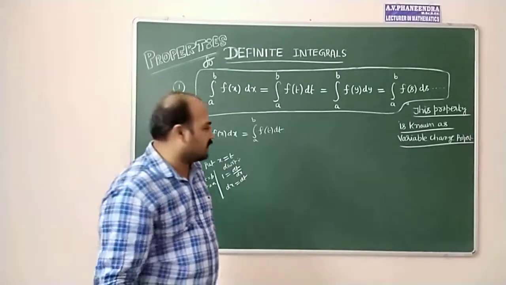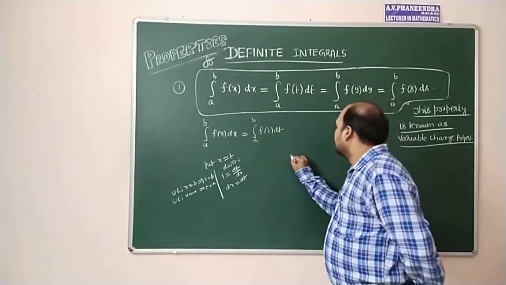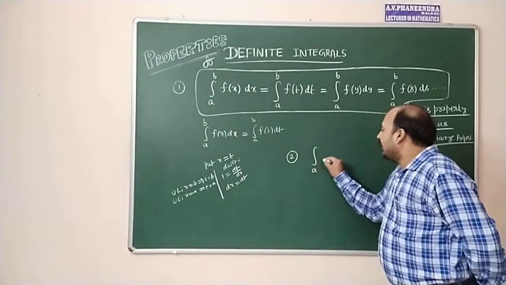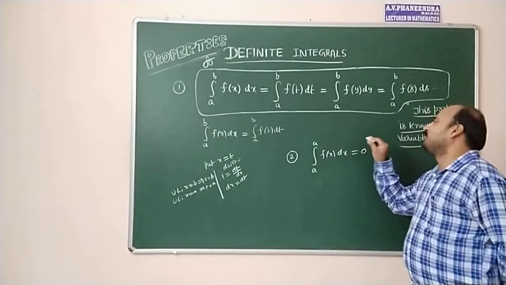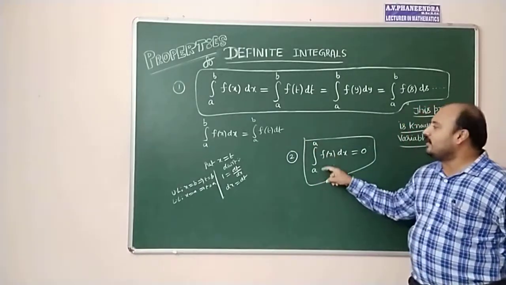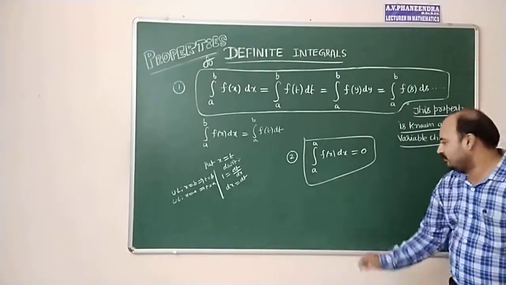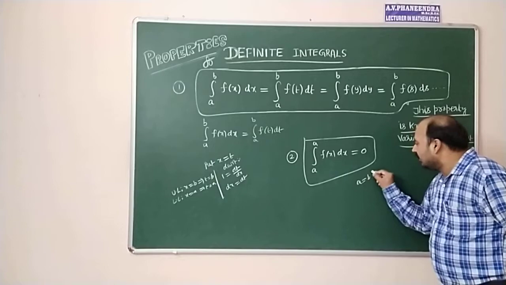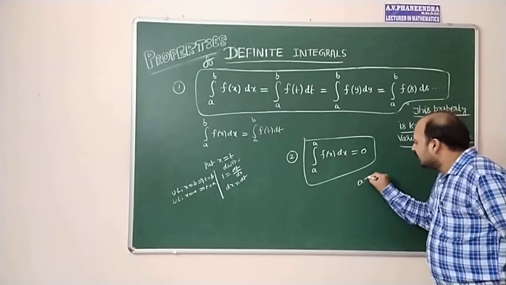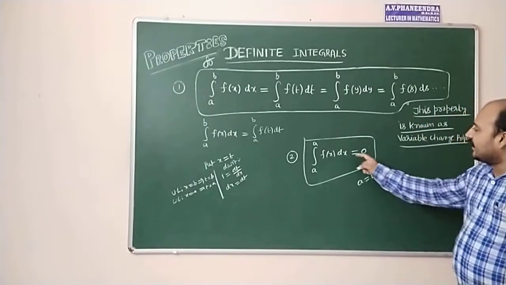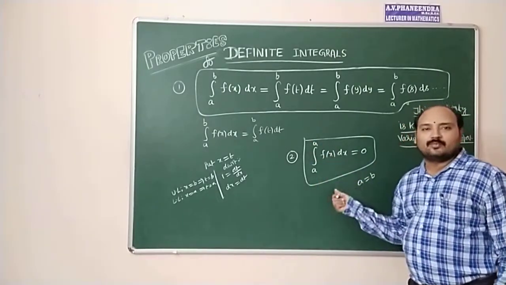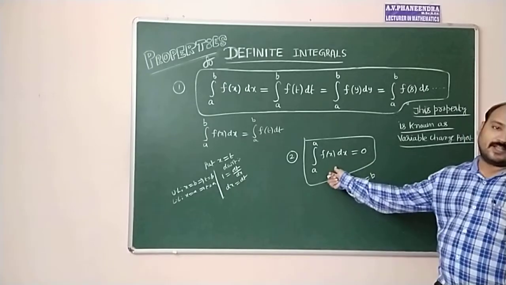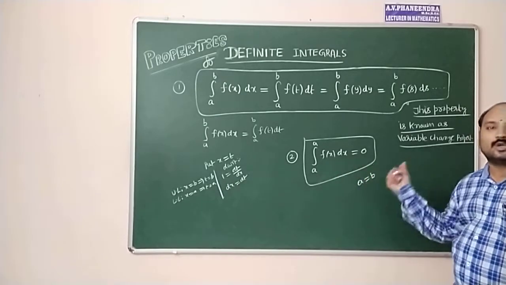In the second property, integral a to a f of x dx is equal to 0. Whenever upper limit and lower limit are equal, so a is equal to b, then the integral goes to be 0. When upper limit and lower limit are equal, the definite integral value goes to be 0.